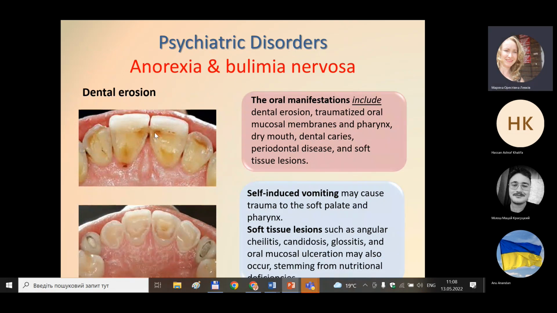The oral manifestations of anorexia and bulimia nervosa include dental erosion, traumatized oral mucosal membranes and pharynx, dry mouth, dental caries, periodontal pathology, and soft tissue lesions. Self-induced vomiting may cause trauma to the soft palate and pharynx. Soft tissue lesions such as angular cheilitis, candidiasis, glossitis, and oral mucosal ulceration may also occur stemming from nutritional deficiencies.